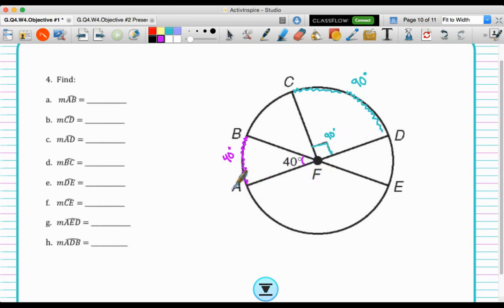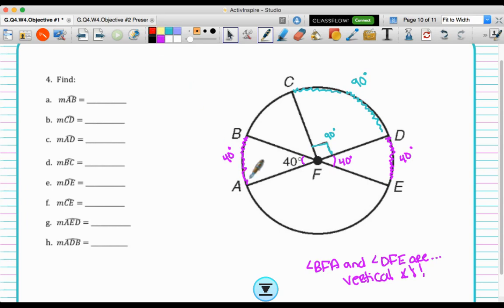AD is the diameter. Or you know what, actually, here, even better. What is the relationship between these two angles? Angle BFA and angle DFE are, do you remember it? Vertical. They're vertical angles. And vertical angles are always congruent. They're formed by two intersecting lines or chords, right? So this is also 40 degrees, which means that this arc right here is 40 degrees.